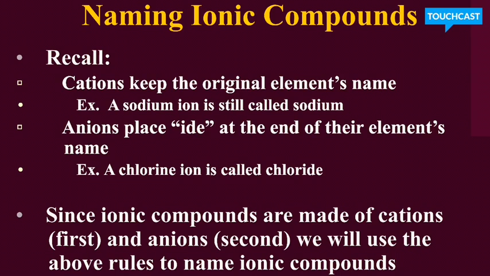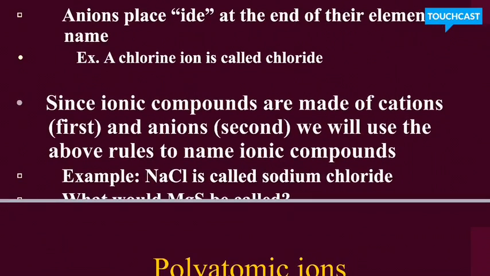Now, when we talk about naming ionic compounds, you have to recall that cations just keep their original name. Anions, as long as they are monatomic, mono means one, atomic means atom, as long as they're monatomic and you've grabbed that ion from the periodic table, we will end its name in "ide." So ionic compounds are made with cations and then anions, and we write the cation first and the anion second. Well, the same rule applies when we name them.